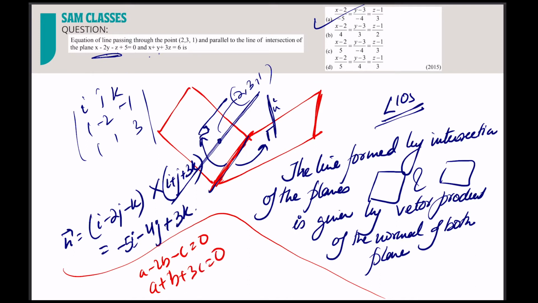Now, see, the line is perpendicular to both, so the dot product will be 0. Take any value; if you take any value, this part has to satisfy. If you put it in, minus 5 minus 4 plus 9, that is equal to 0, see? Correct. So the direction ratio of this line will satisfy both the planes. So you can go by that.